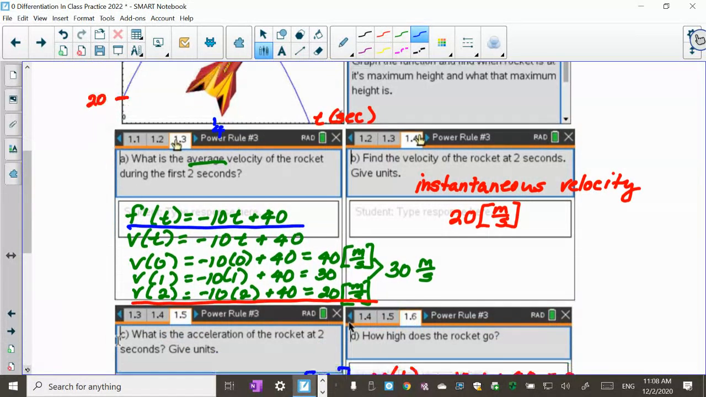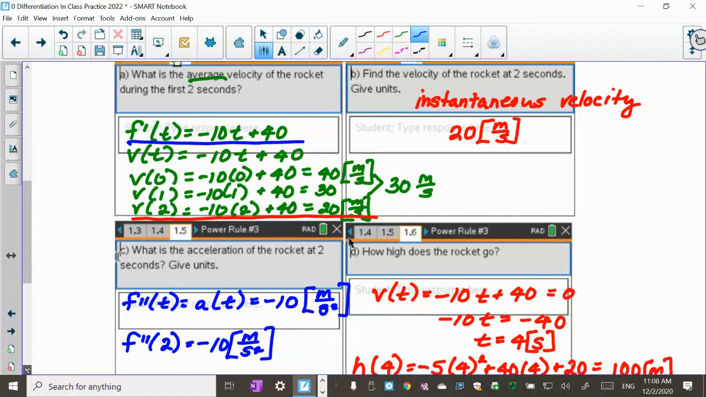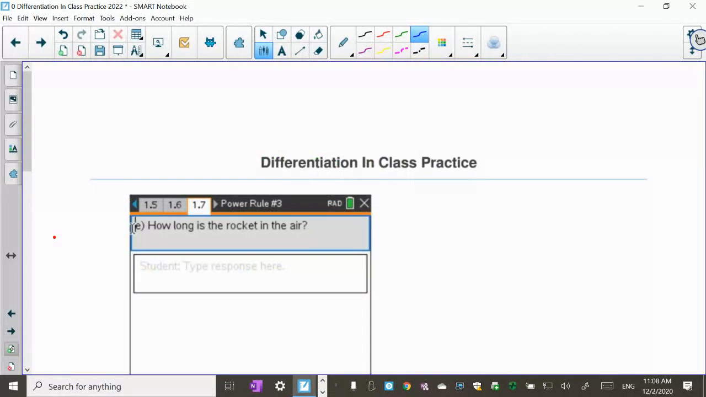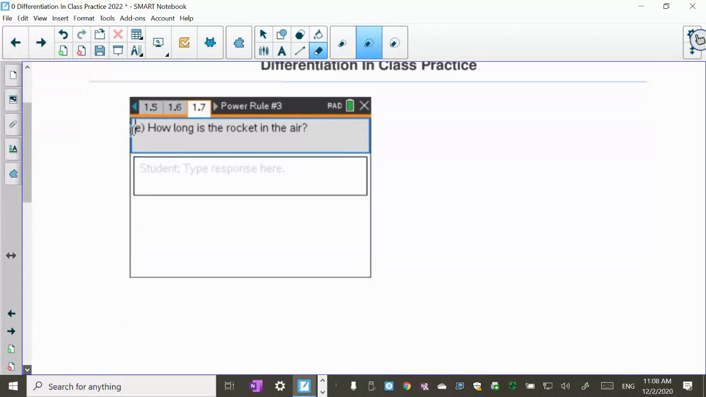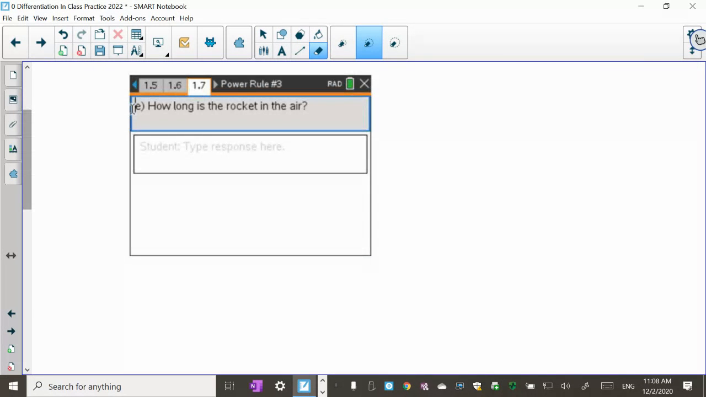Now, the last part of this is, we talked about average velocity, instantaneous velocity, acceleration, and using our velocity equation to find how high it is. And now the last part is going to take you back: they want to know how long this rocket was in the air. Well, I know the rocket was in the air until I hit the ground. So putting my height equation equal to 0 is going to give us when it hit the ground, and that's how long it was in the air.